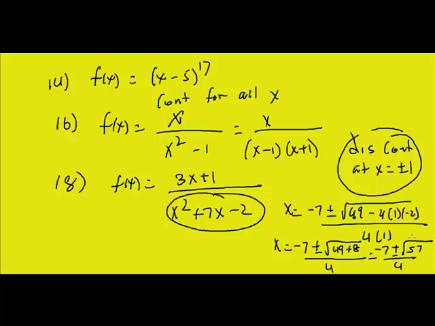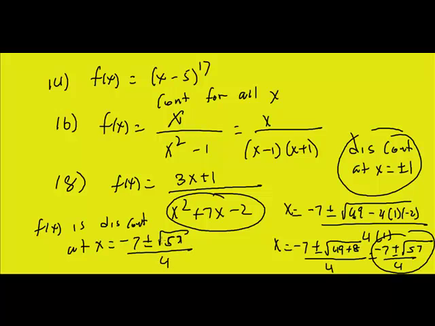So this function f of x is discontinuous at x is equal to negative 7 plus or minus the square root of 57, over 2.